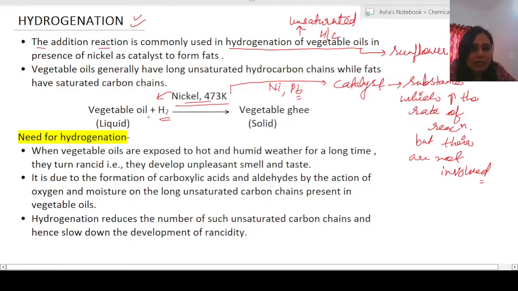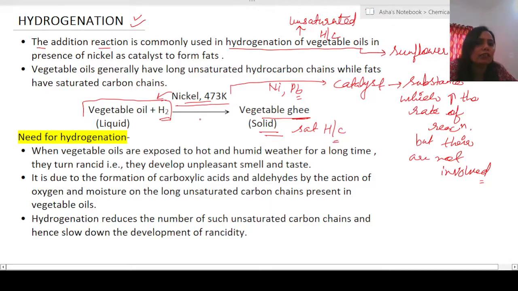Vegetable oil is unsaturated, so when it is heated with hydrogen at 473 Kelvin with the nickel, it will allow the quick mixing of vegetable oil with H2, and it will change it to vegetable ghee or any solid saturated hydrocarbon. It is a saturated hydrocarbon here. Nickel will not form any kind of compound in the chemical reaction. So basically nickel, platinum, palladium, these are the catalysts.